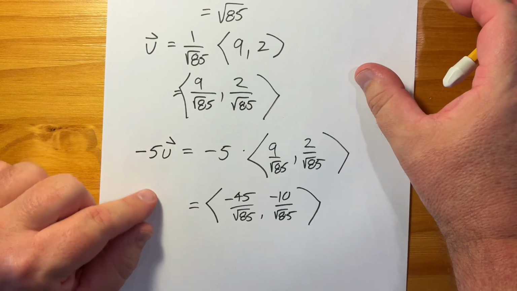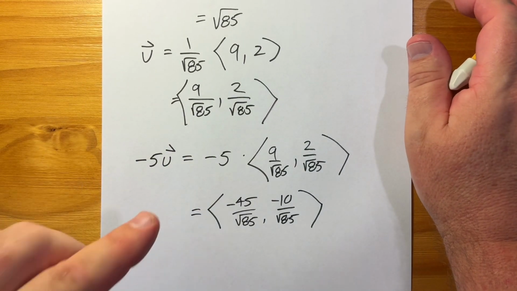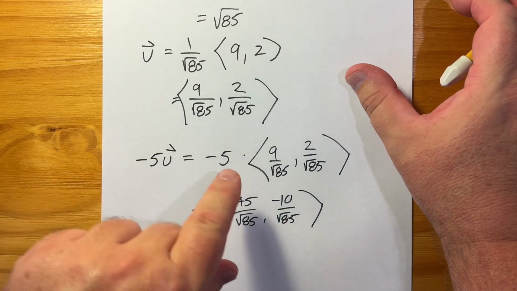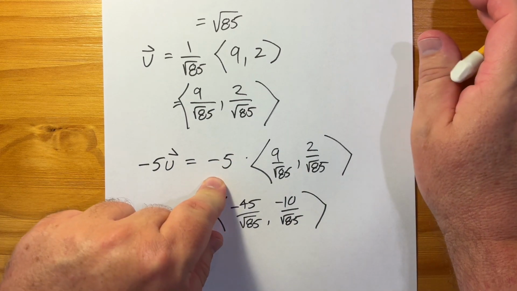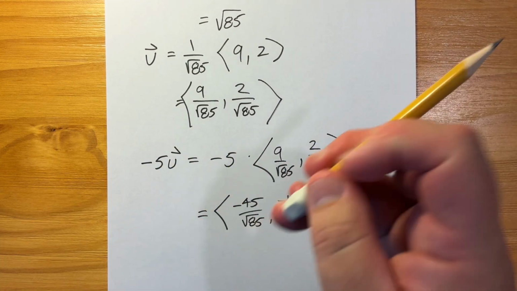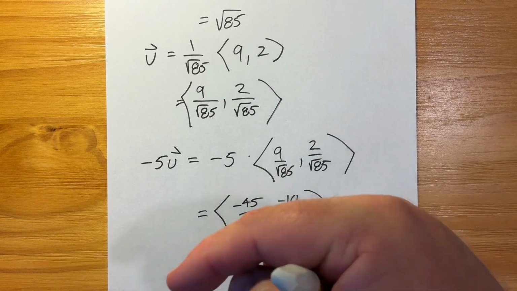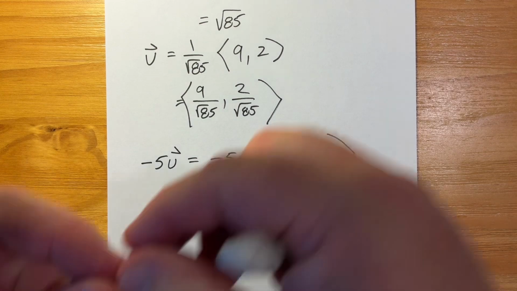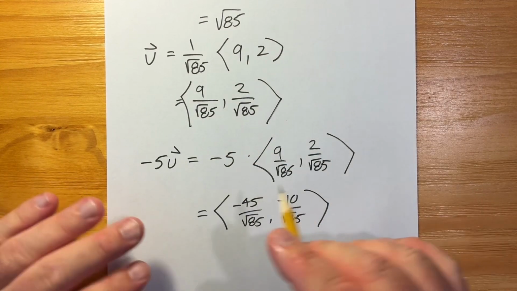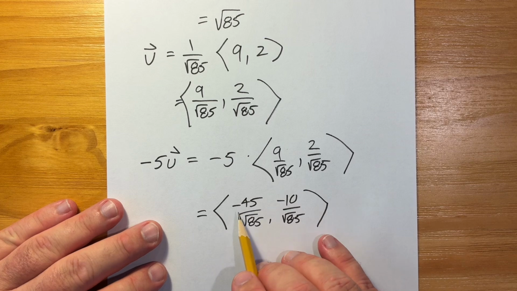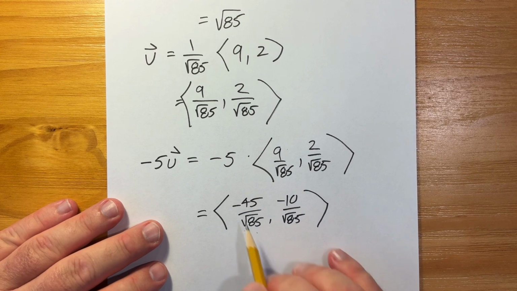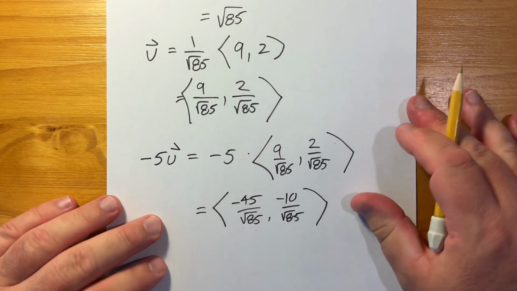So then if I want a vector that's 5 units long going in the opposite direction, I simply multiply by negative 5, right? Because remember, multiplying by a negative number just turns the vector around. That's that rule. So we can do both things at once. I can change the direction and lengthen it, right? So I can do both things. So I'm just going to multiply everything by negative 5. So I get negative 45 over square root of 85 and negative 10 over the square root of 85.